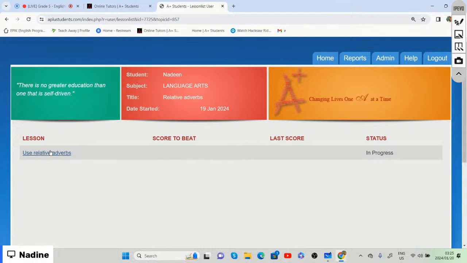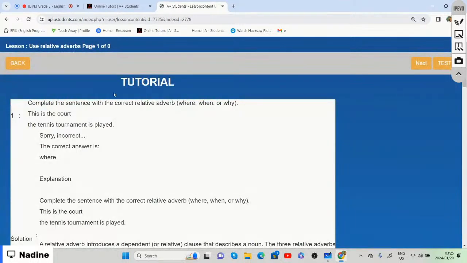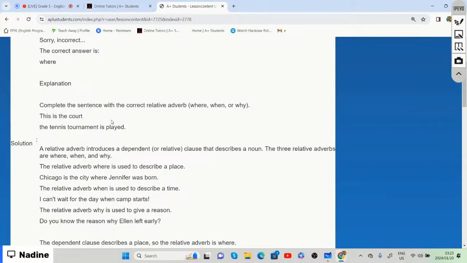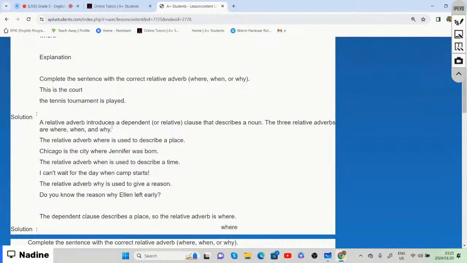So we are now using relative adverbs. And we said that a relative adverb introduces a dependent or a relative clause to describe a noun. So it introduces a dependent or relative clause. And the three relative adverbs are where, when, and why.